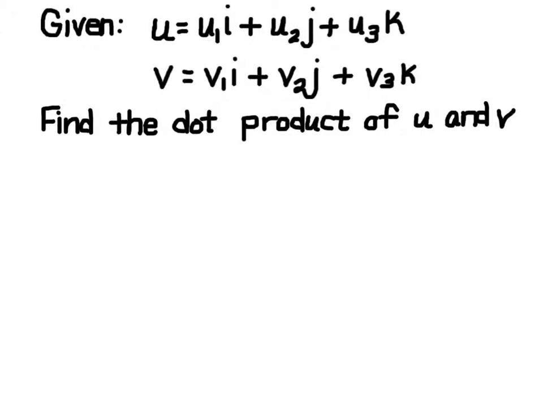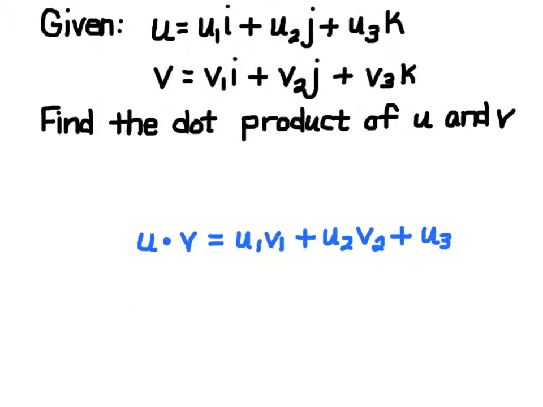So we write the dot product of u and v as u dot v, and it is equal to the sum of the product of u1 times v1 plus u2 times v2 plus u3 times v3.